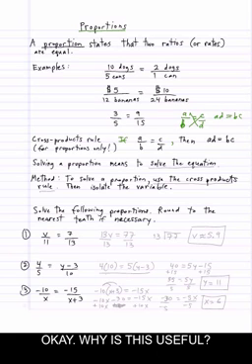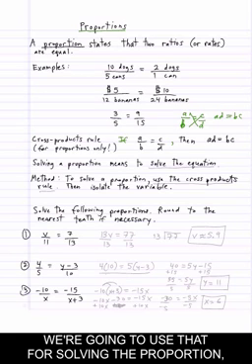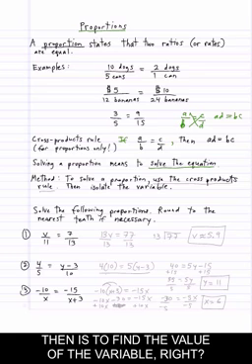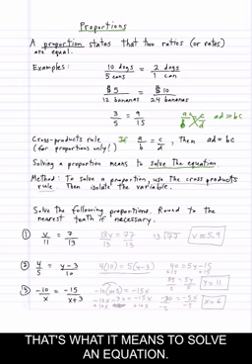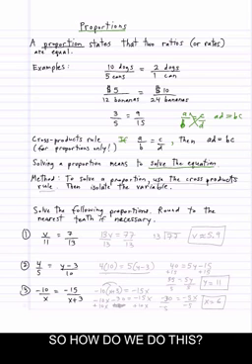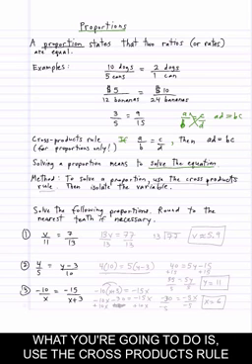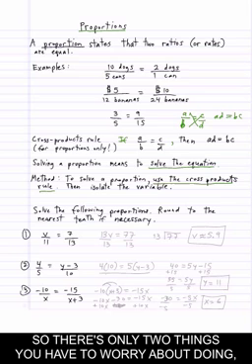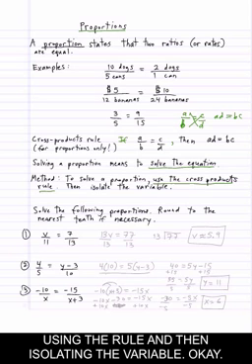Okay, why is this useful? We're going to use that for solving a proportion. Solving a proportion means to solve the equation. So all you're trying to do then is to find the value of the variable, right? That's what it means to solve an equation. So how do we do this? To solve a proportion, what you're going to do is use the cross products rule, and then we're going to isolate the variable. Okay, so there's only two things you have to worry about doing, right? Using the rule and then isolating the variable.